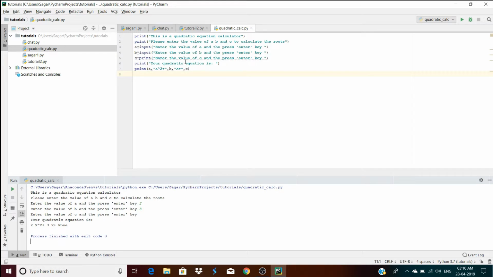This is a quadratic equation converter. Please enter the values of a, b, c. I would write first 2, then 3, and then 4. The quadratic should be 2x square plus 3x plus 4. Yes, we are doing it correctly. So now we are finding the root. Up till this we had got a quadratic equation.